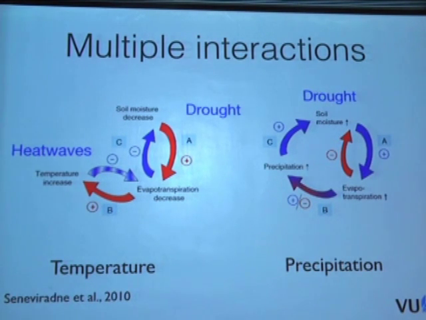Similarly with heat waves, you can have temperature increases when evaporation decreases. So there is a link, and that's something that I will come back to at the end, between things like evaporation, temperature increase, and precipitation. That's important to remember. And there are various ways in which these feedbacks work.